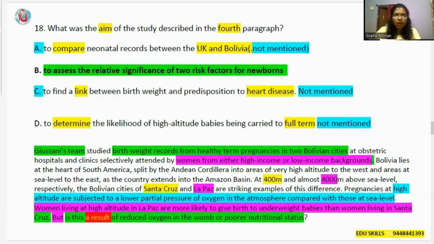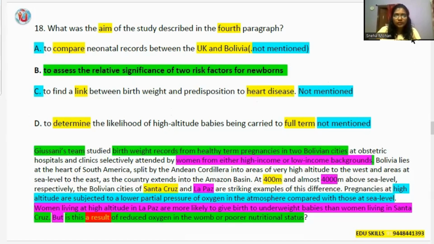Next, answer option C. The aim of the study was to find a link between birth weight and predisposition to heart disease. Is it mentioned regarding this, that is, to find the link between birth weight and predisposition to heart disease? Nowhere in the text is it mentioned regarding these two aspects. So it is not mentioned and we are eliminating it. Next, answer option D.